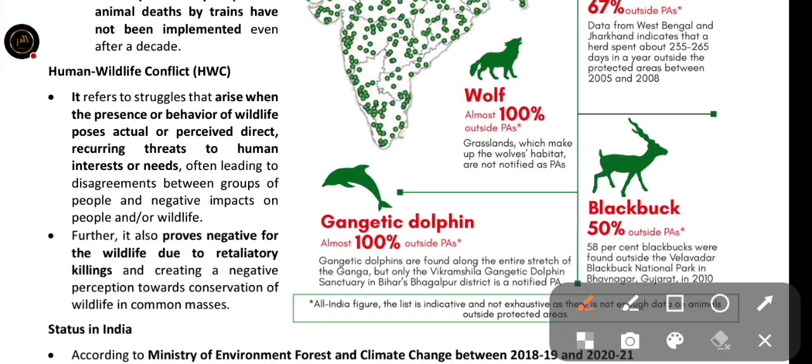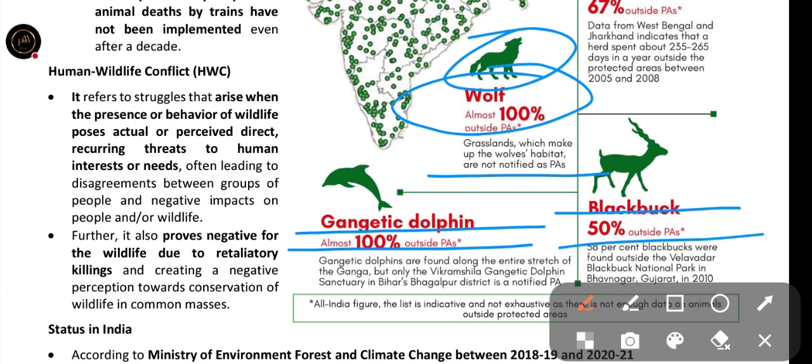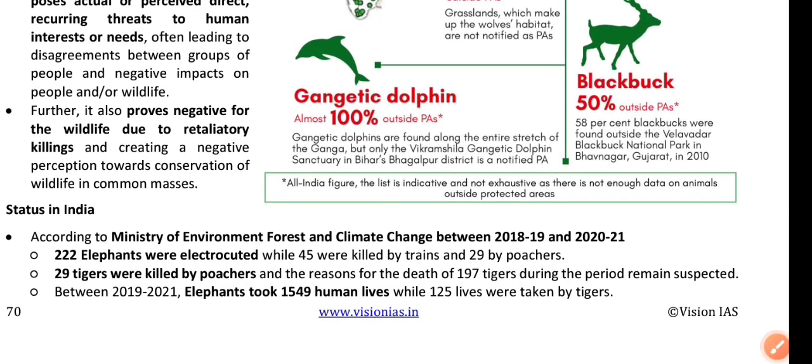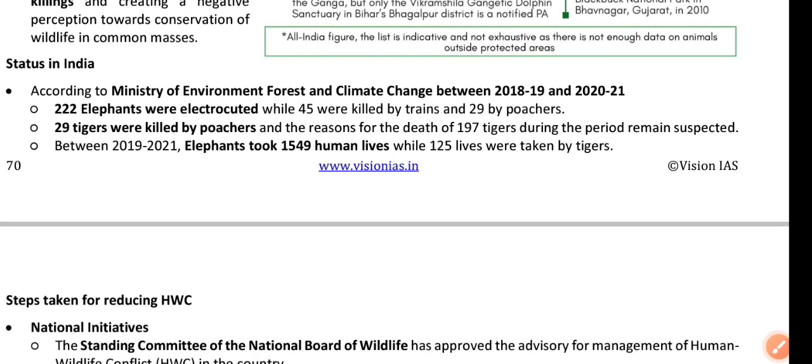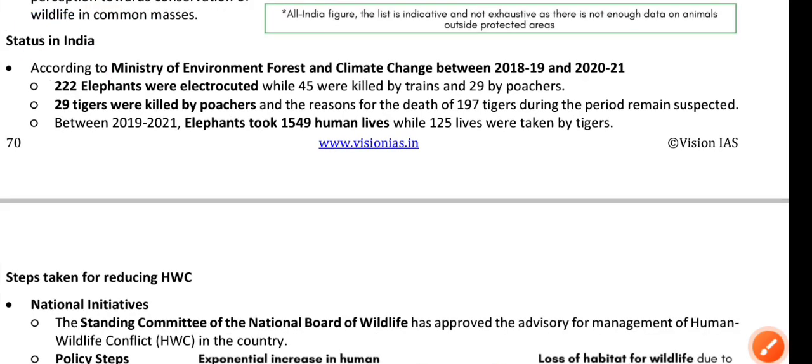Okay, and out of this, almost 100% is outside the protected areas for the wolf. Grasslands, which make up the wolf's habitat, are not notified as protected areas. And the Gangetic dolphin is almost 100% outside the protected areas, and the blackbuck more than 50% outside the protected area. So you should remember this. And the status in India, okay, we have discussed this.